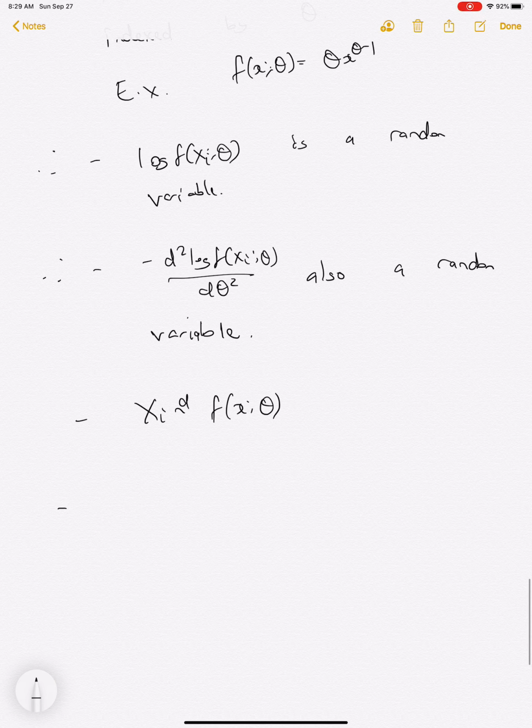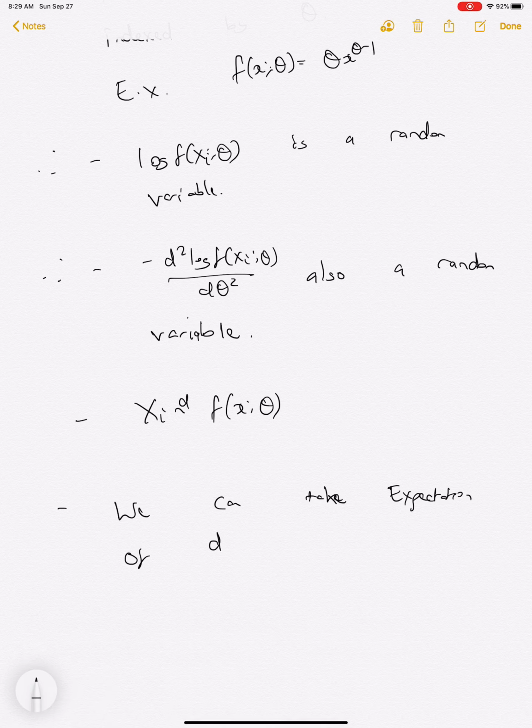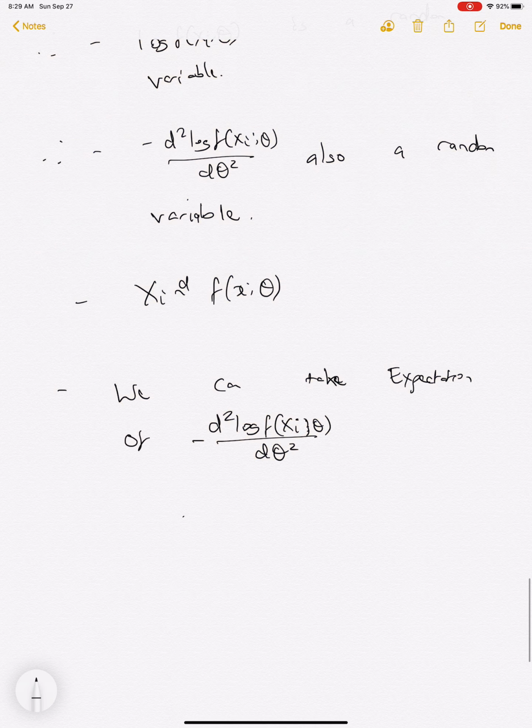So because it's a random variable, we can certainly take the expectation of any random variable. We're going to see what that looks like shortly.